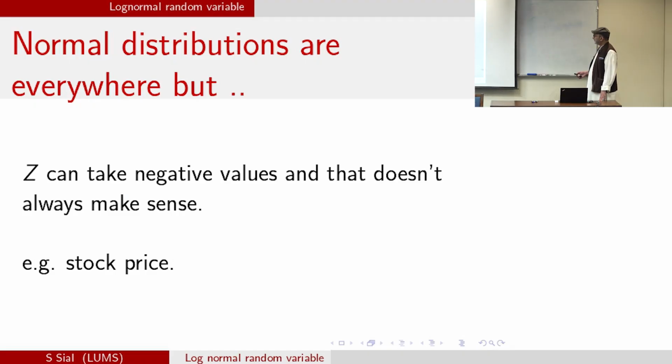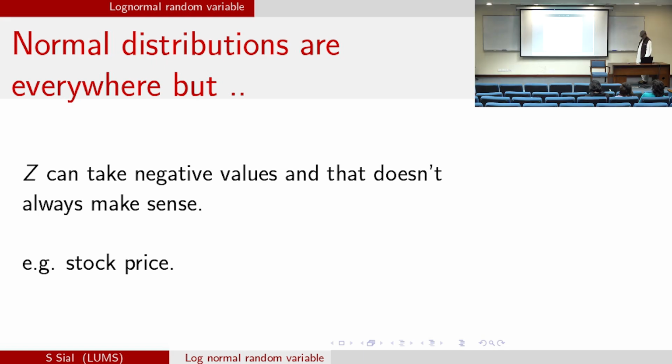This is the log normal. So why would you need such a thing? Well, your standard normal, for example, can take negative values, and it's equally likely to take a negative value as a positive value. But there are situations in which negative values of the random variable don't make any sense. For example, stock prices. A stock price could be 0, but it could not be negative.